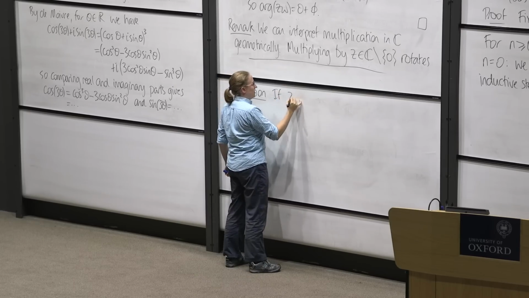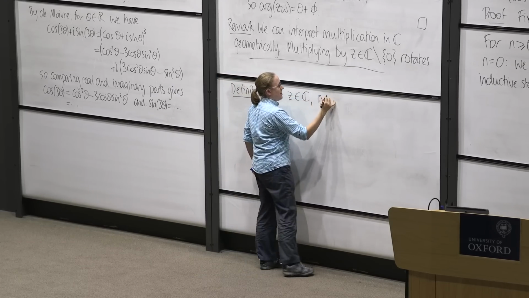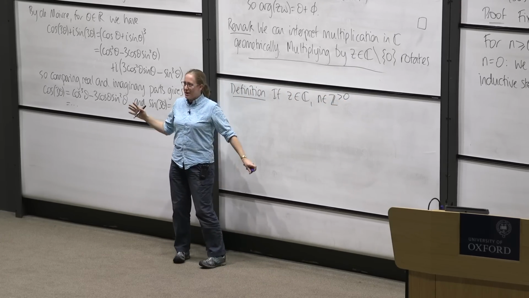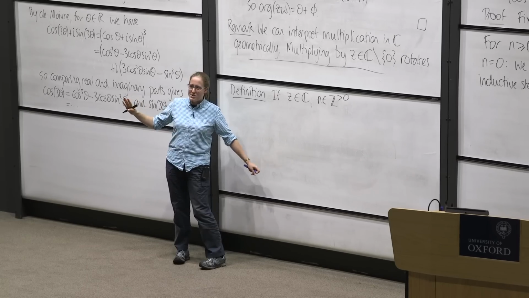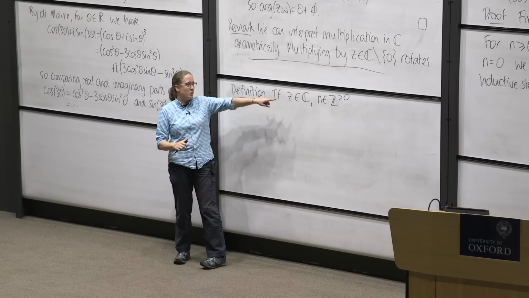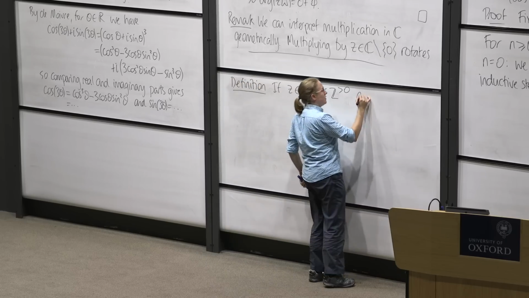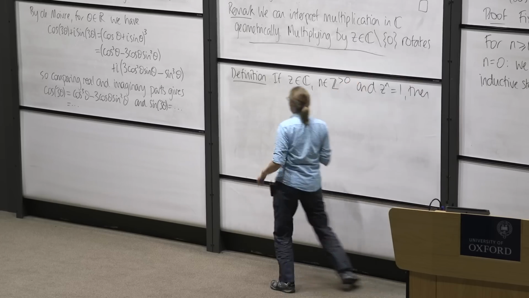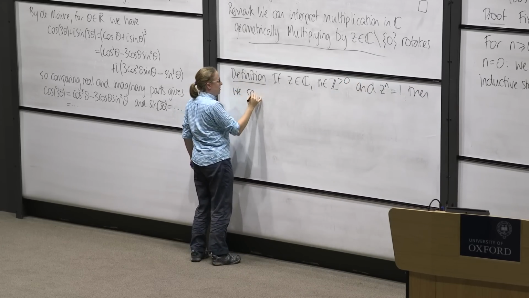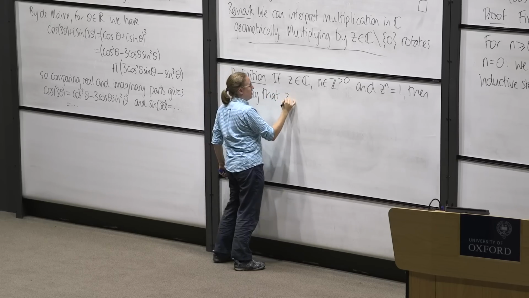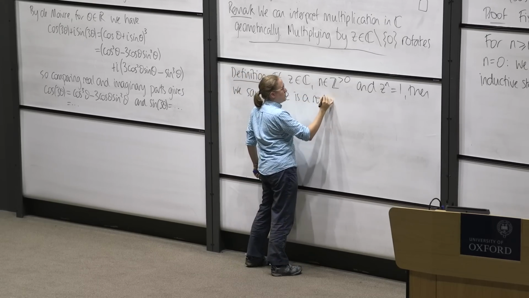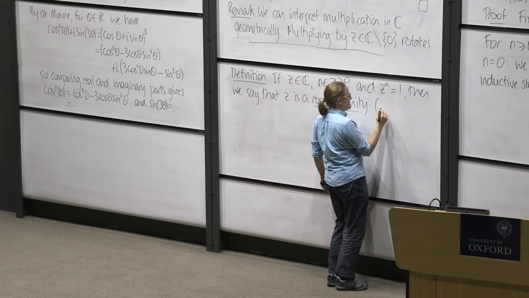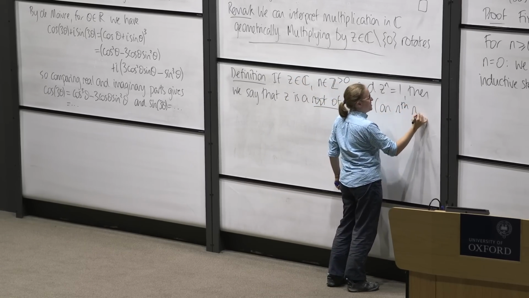So if z is a complex number, n is a strictly positive integer, which you might call a natural number, but somehow we can't decide whether or not 0 is a natural number, and I don't want to have an argument about it, so I'm just trying to be unambiguous, and z to the n is equal to 1, then we say that z is a root of unity. Or, more precisely, an nth root of unity.